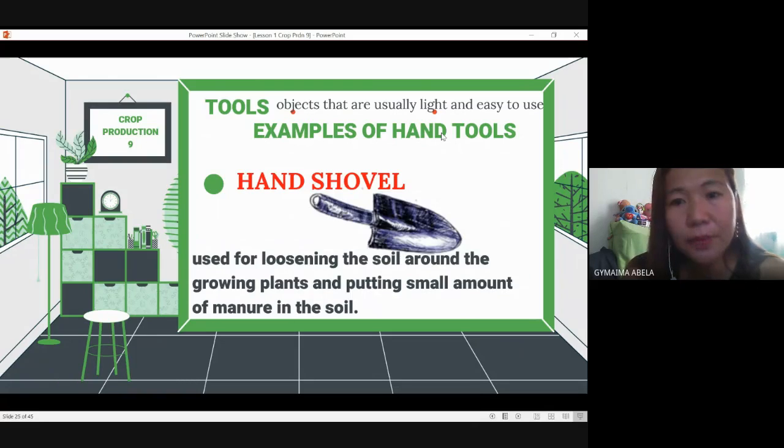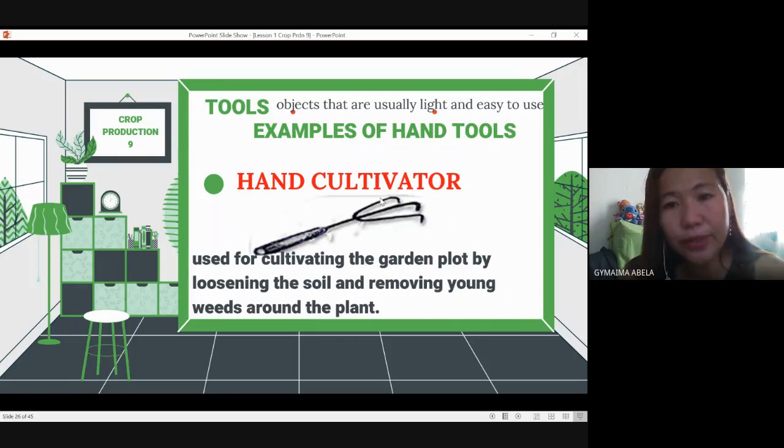So another example is the hand shovel. This is a small shovel-like tool which is usually used for loosening the soil around the growing plants, or you can use it when you are putting a small amount of manure or fertilizer in the soil.